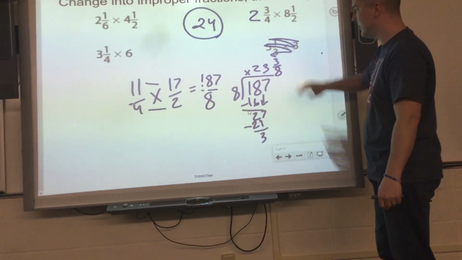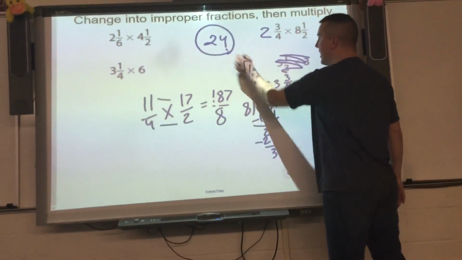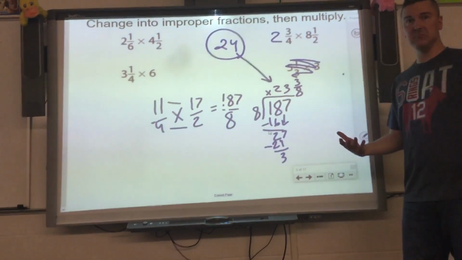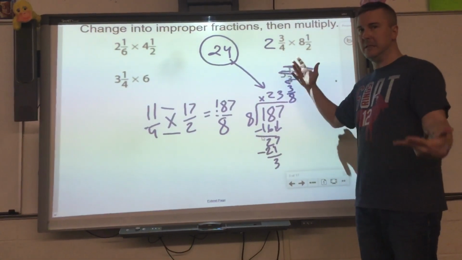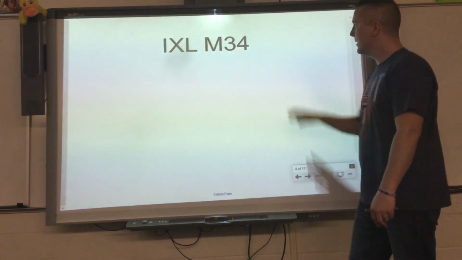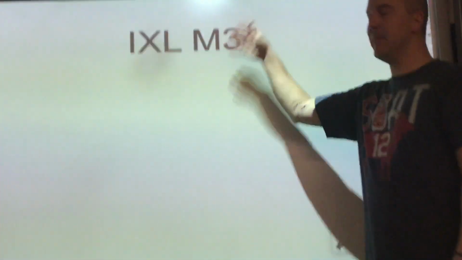And I can't simplify this anymore. 3 can't divide 8 or anything like that. 23 and 3/8. And we thought it'd be about 24. Right on. Really, really close. We would have got an answer of like 374. A little bit off. So today, I need you to go to IXL M34.